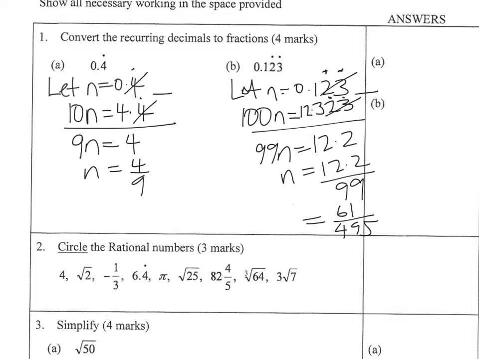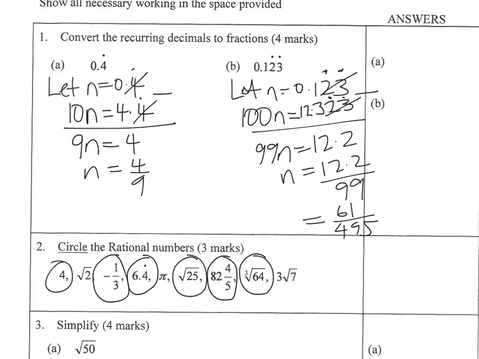Alright, circle the rational numbers. Rational numbers are whole numbers, fractions, recurring decimals, or any square roots that can actually become integers. Okay, so 4 is definitely rational. Root 2 is not. Put that in your calculator, it'll get an ugly decimal. Fraction, recurring decimal, pi is not. Square root of 25 is 5, so that's fine. Fraction, that's fine. The cube root of 64 is 4, so that is fine. And cube root of 7, or root 7, is definitely not.